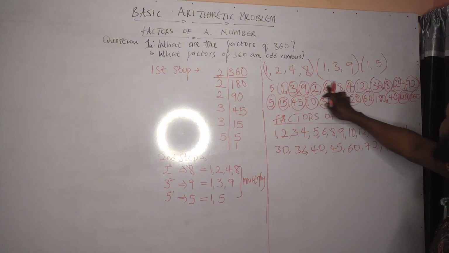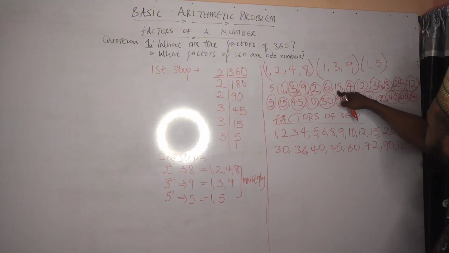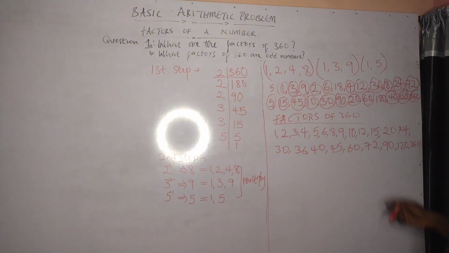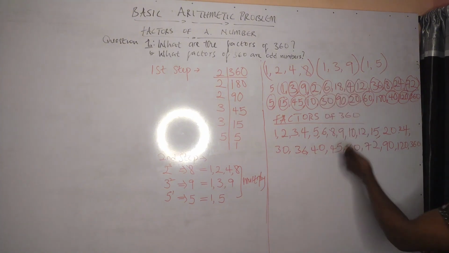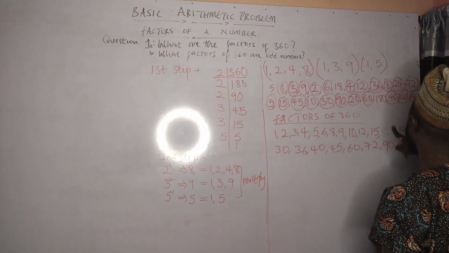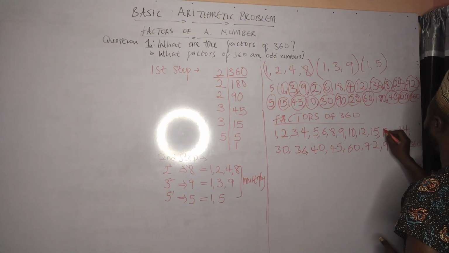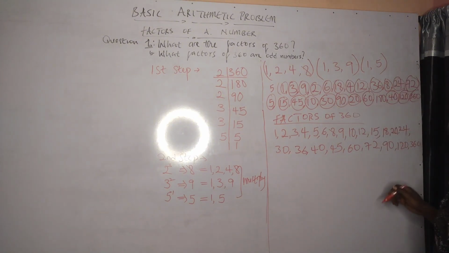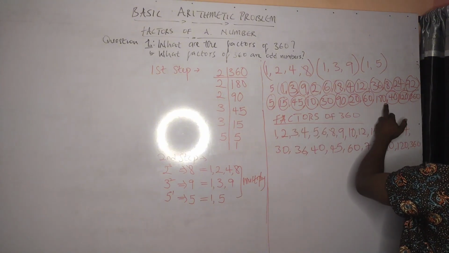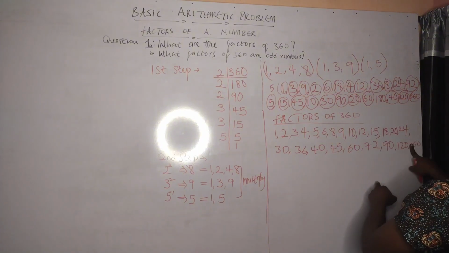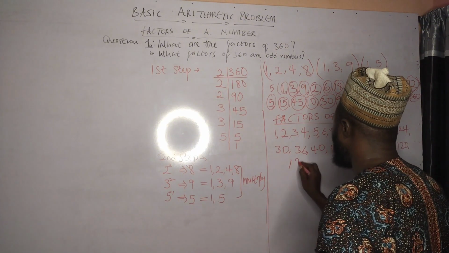Is there anyone we have not circled? We have. You see what I'm talking about now? 18. So if I do not circle them now, I wouldn't have known that we have left out 18. So we have to include 18. 18, 20. So is there another one that we have left out? 180. You see now, 180 again. We have left 180 out.